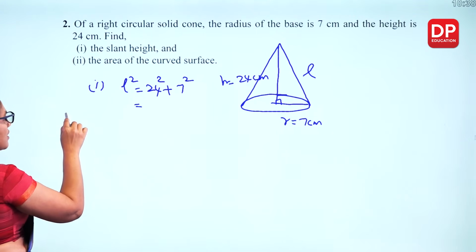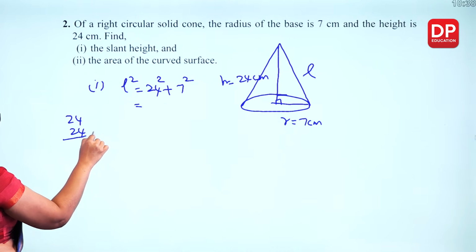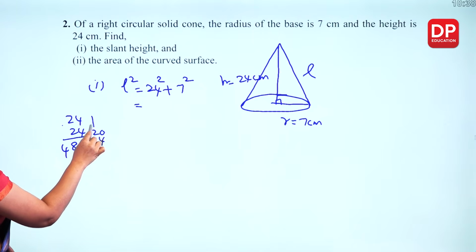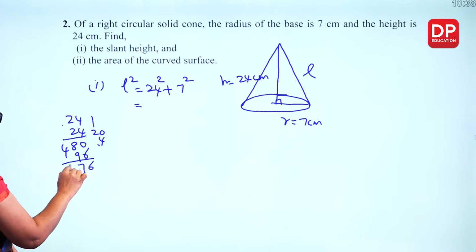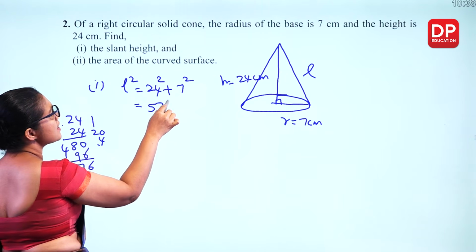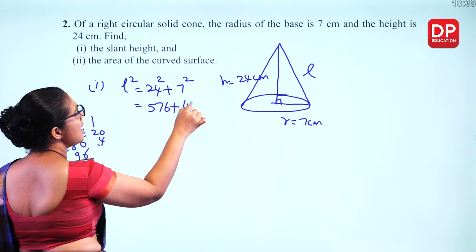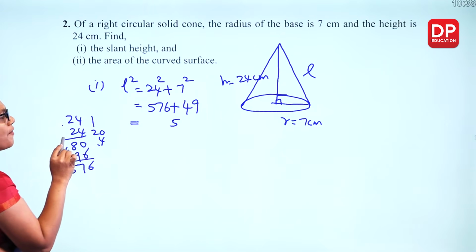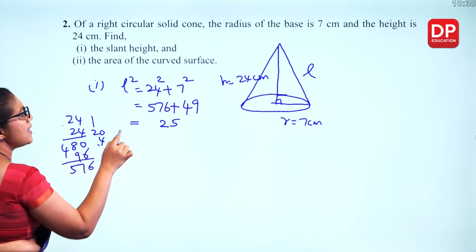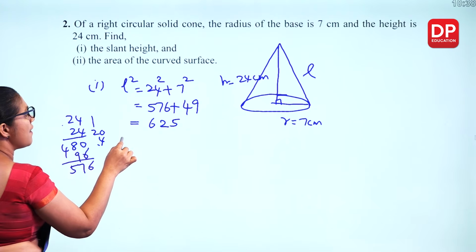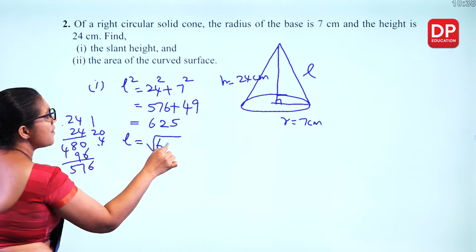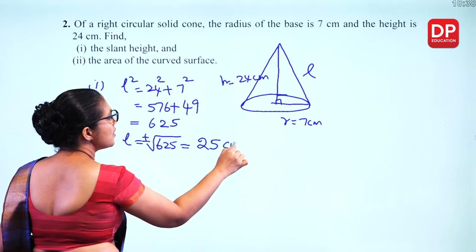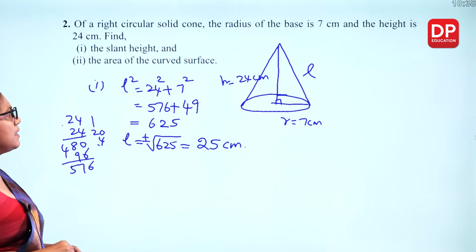And then what is 24 times 24? Multiply and write. 576. 7 times 7, 49. Add these two together. 9 plus 6, 15. 1 remaining. 8 plus 4, 12. 1 remaining. 6. 625. So L is square root of 625. We take the positive value. That's equal to 25 centimeters.